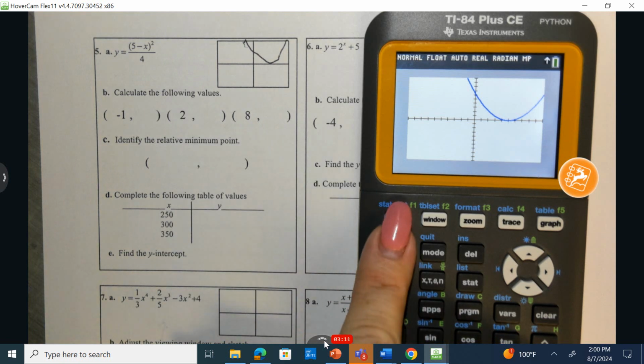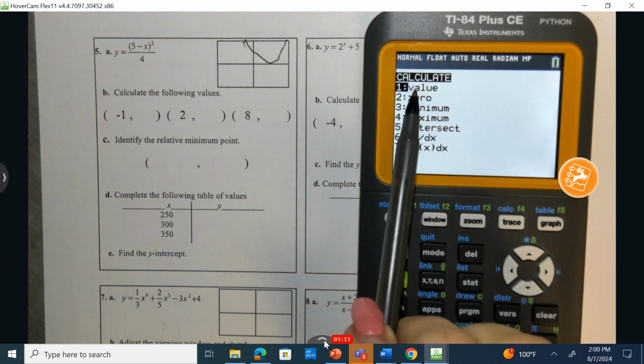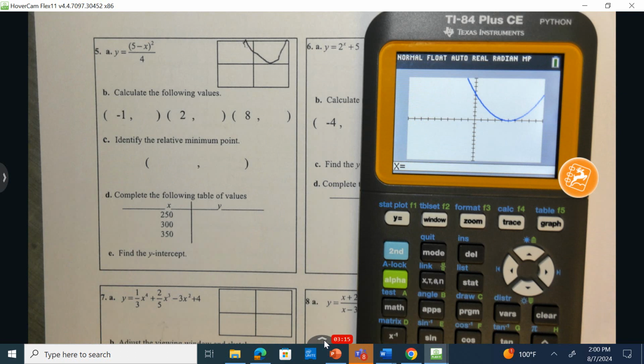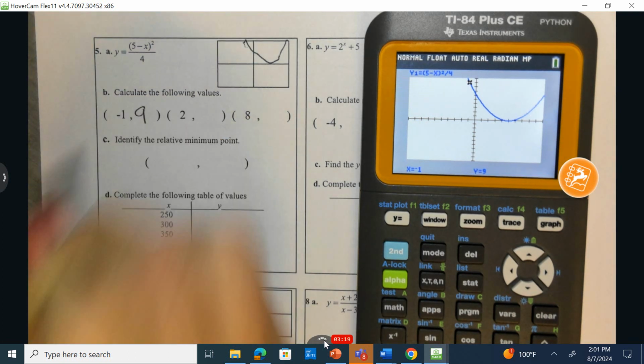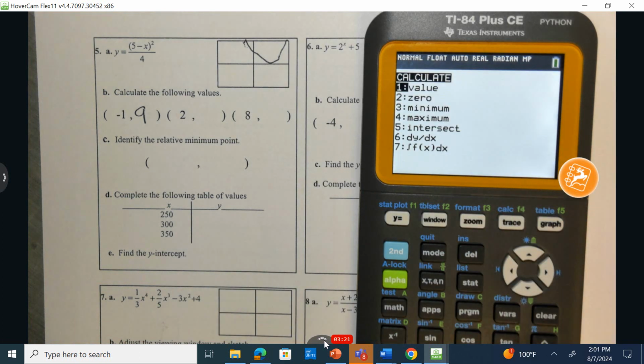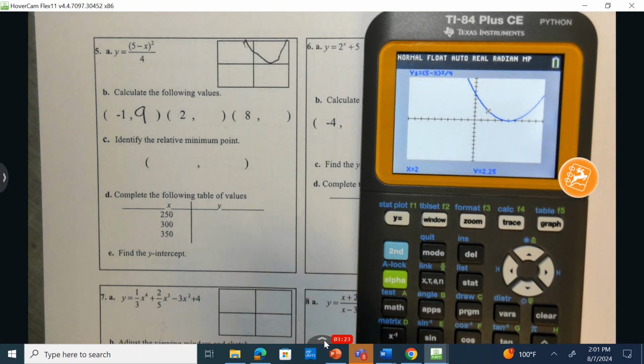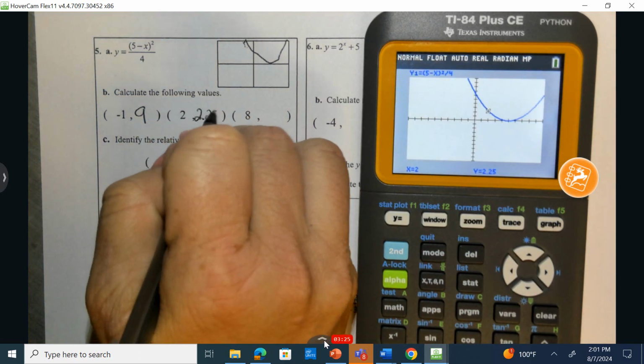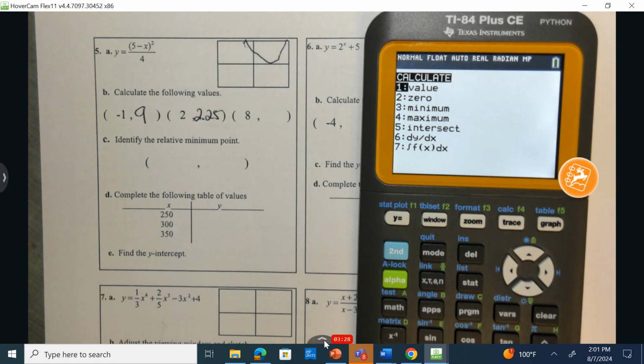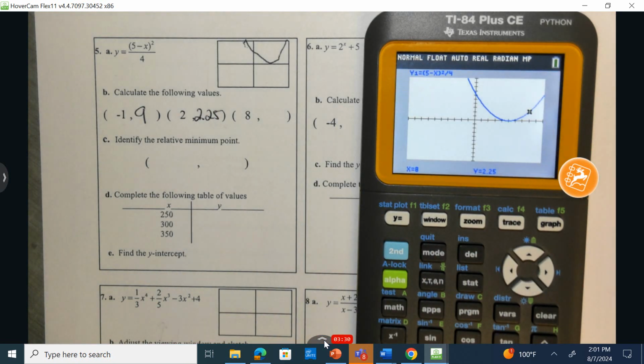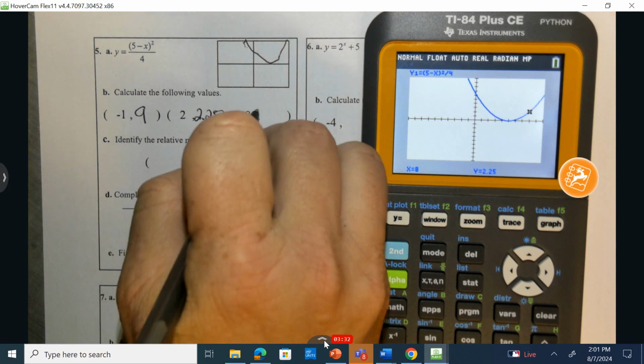So to do that, you're going to hit the second key and hit trace. Value is going to be number 1. I'm typing in -1. The negative sign is below the 3, so -1 matches up with 9. Second trace, value 2 matches up with 2.25. Let's go to 8. Second trace value, and 8 matches up with 2.25 again.